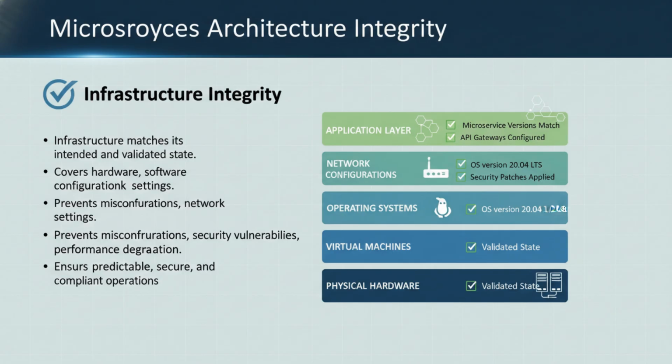A deviation, even a minor one, could be a misconfiguration that degrades performance, a missing security patch that creates a vulnerability, or an unauthorized change that compromises data. Ensuring integrity means having confidence that your infrastructure performs predictably and securely, aligning perfectly with your architectural blueprints and compliance requirements. It's the bedrock upon which reliability, security, and performance are built.